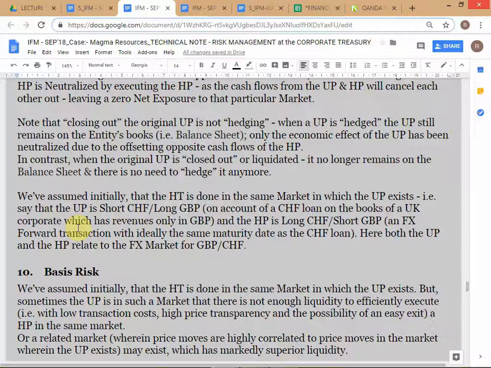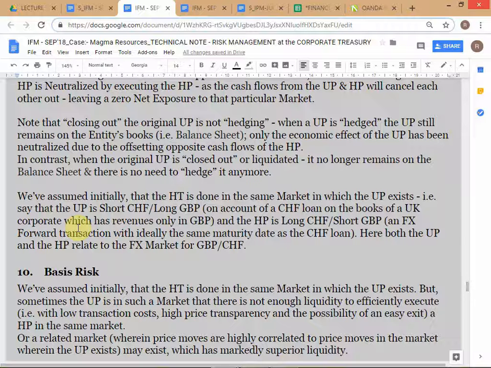Hedge position and underlying position are running in parallel. The hedge position is like sitting on top of the underlying position. So when you close out the underlying position, that is not hedging. If your underlying position in crude oil is 1 million barrels, and you make a sale of 500,000 barrels to a customer, your underlying position has already gone down by 500,000 barrels. Now what you say is you have closed out 500,000 barrels of the underlying position. You do not say that you have hedged.